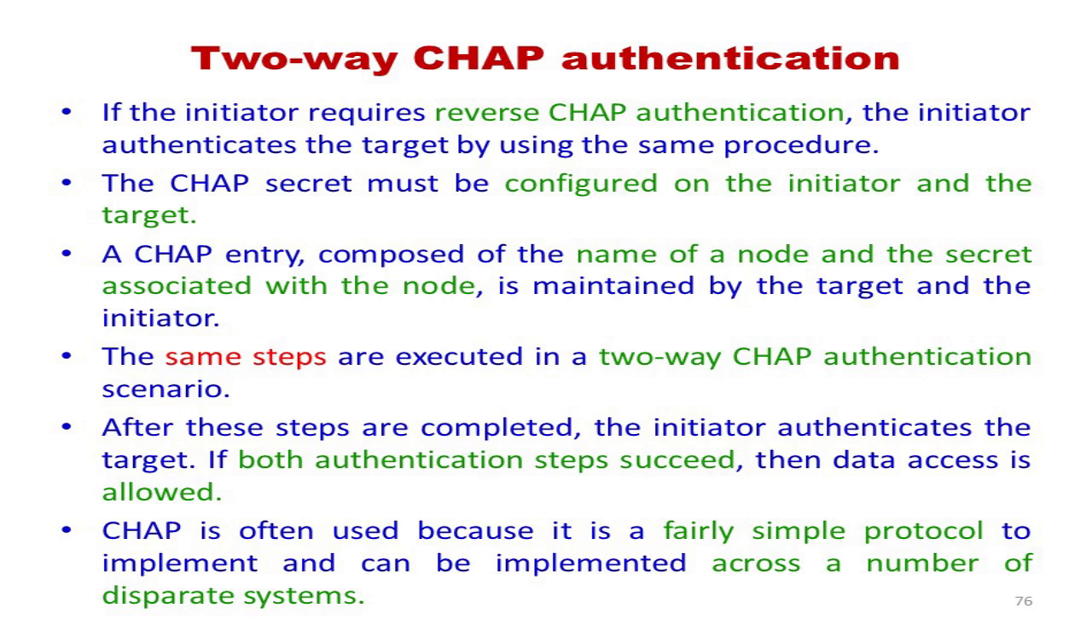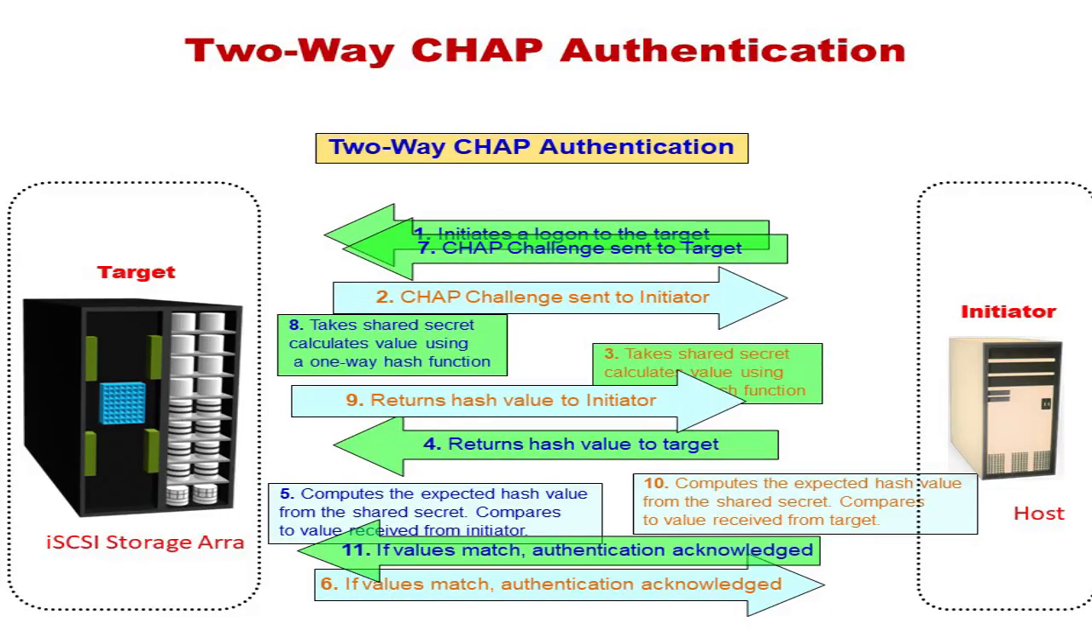CHAP is often used because it is a fairly simple protocol to implement and can be implemented across a number of disparate systems. You have two-way CHAP authentication and a diagrammatic representation for this, where the target and initiator are the elements, and you have around 11 steps, as represented in the diagram.